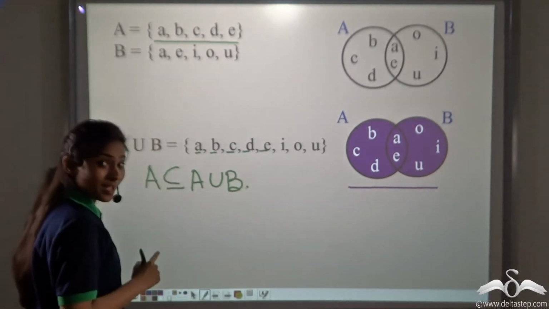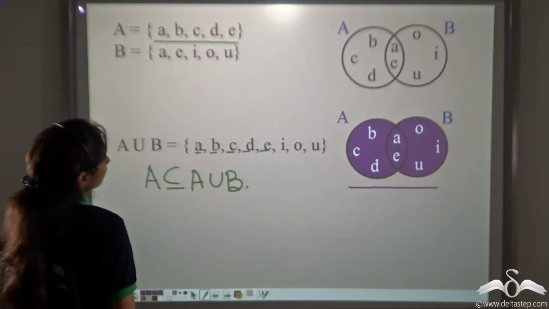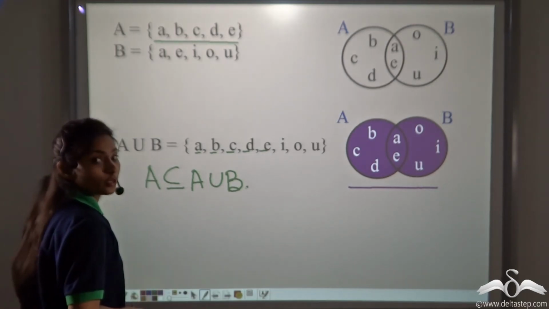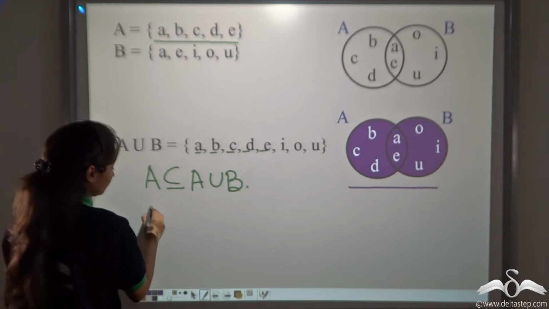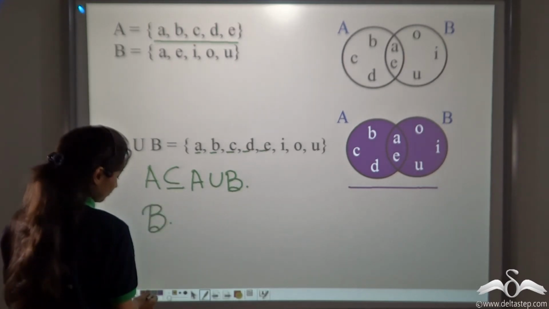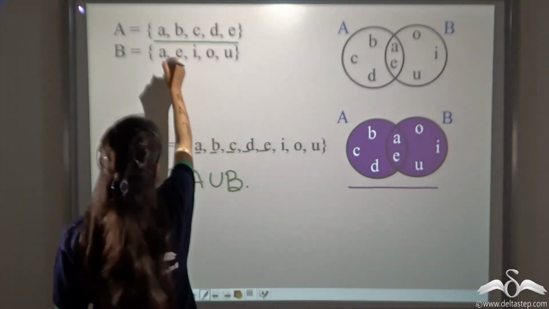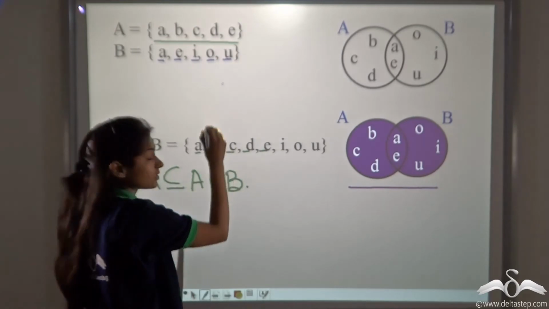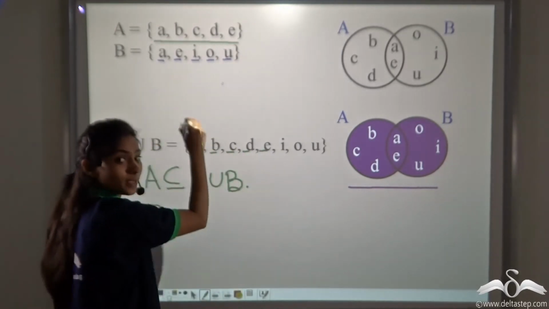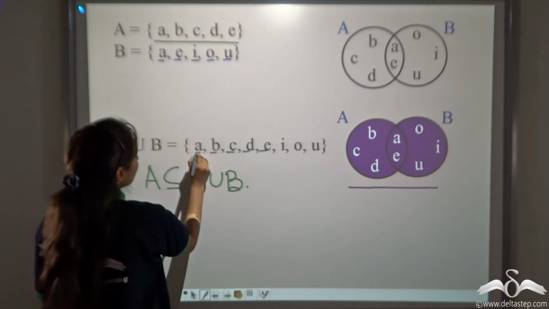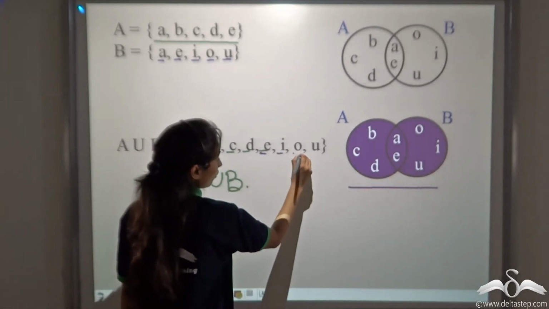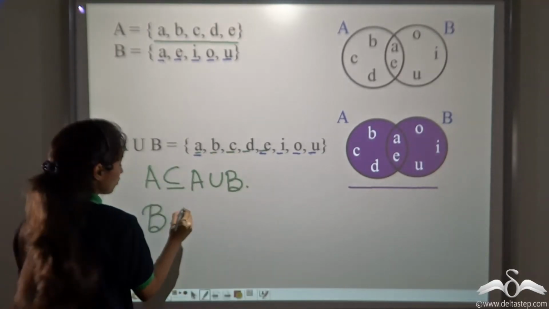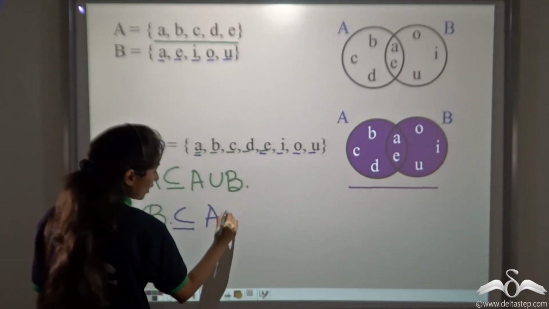Just like the set of batsmen belong to our team. Now what we will check? Check whether B is a subset of A union B. Do it yourself. Well, B has the letters A, E, I, O and U. All these letters must be present in this set so that B is a subset of this set. A, E, I, O and U. Well, all the elements of B are present in A union B. So we can say that B is also a subset of A union B.